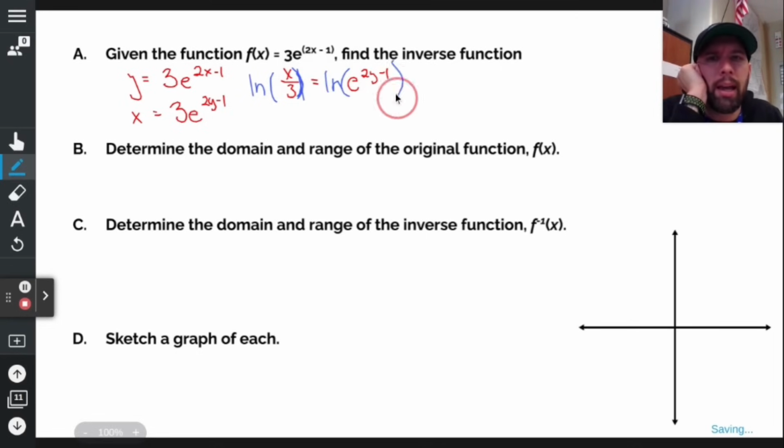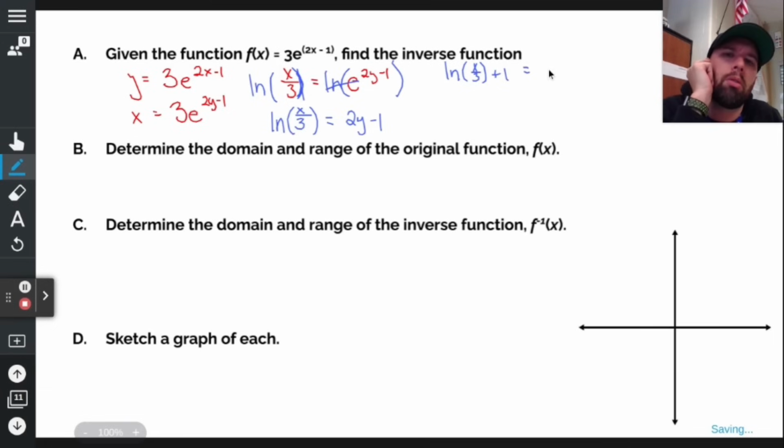Ln of that cancels that out. So now I have ln of x over 3 equals 2y minus 1. So let's add 1. Ln of x over 3 plus 1 equals 2y. Divide both sides by 2.